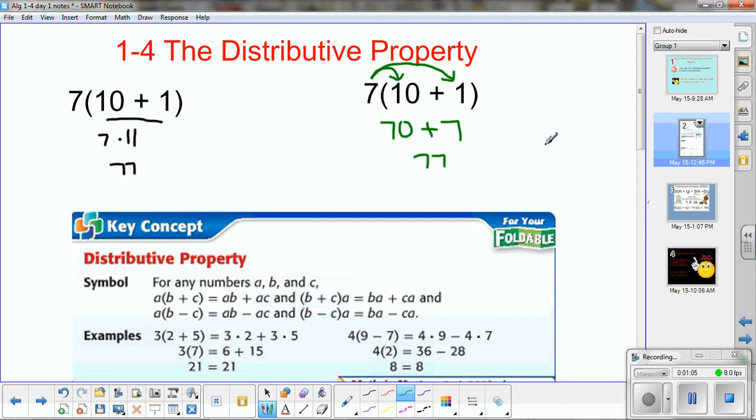In this particular problem, it might seem silly to go through this process. However, sometimes it allows you to do mental math that's easier to do in your head by breaking it apart like that. Also, when we start throwing in some variables where we can't just add what's inside of here because they're not like terms, which we'll learn about in our next video, using the distributive property allows you to simplify it.